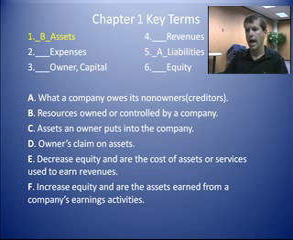C, assets an owner puts into the company. The owner, to gain ownership in a company, has to give the company something. And so assets an owner puts into the company. If you answered owner's capital, that is correct. D, owner's claim on assets. The owner has certain claim on assets, and if you answered D for number 6, you got that correct.